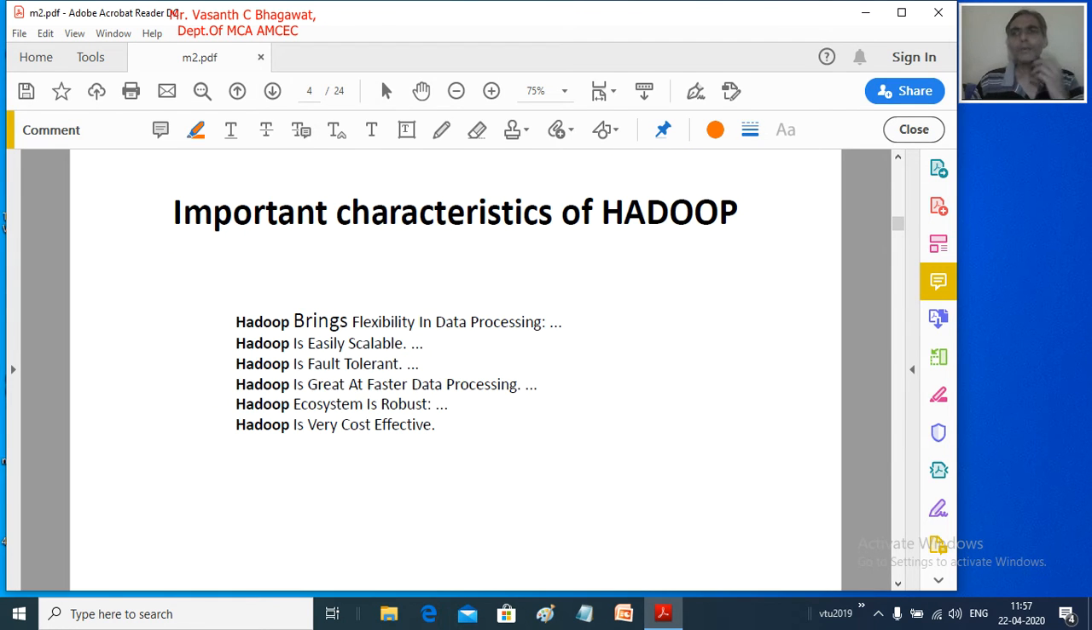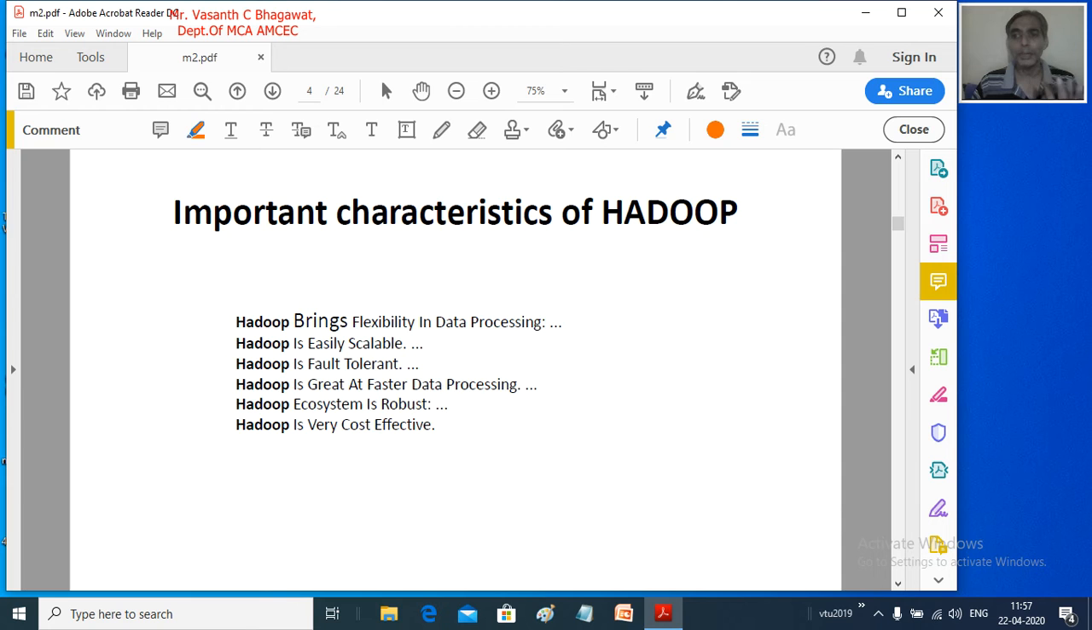Now when you look at the important features of Hadoop, why is Hadoop so important today and so much used in the industry? These are some of the important characteristics. In detail we'll look at them when we walk through the entire Hadoop in the next course. The first one is flexibility in data processing. Scalability: Hadoop scales out, we have horizontal scaling in Hadoop. Fault tolerance: we don't have a single point of failure here.